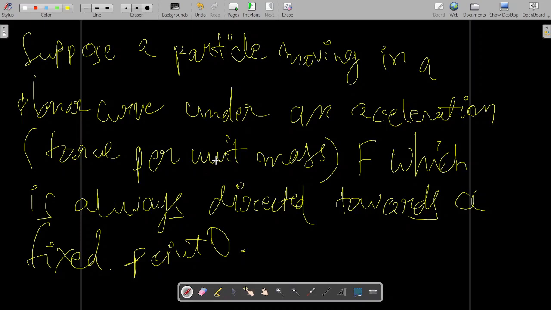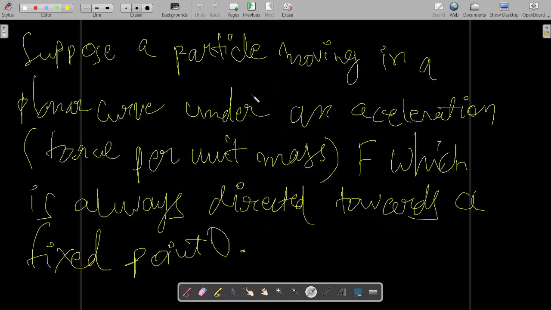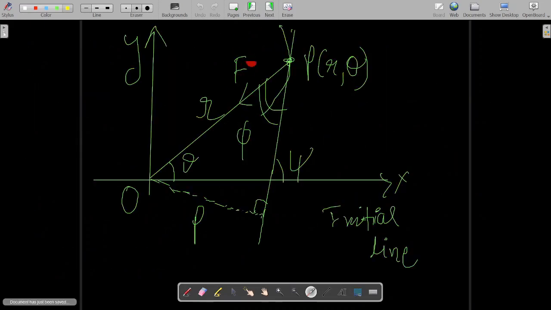Suppose a particle moving in a planar curve, as you can see over here, under an acceleration F, which is force per unit mass. It is directed towards this point O. Now this F is not force over here.